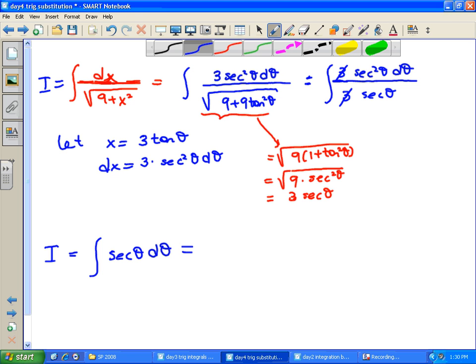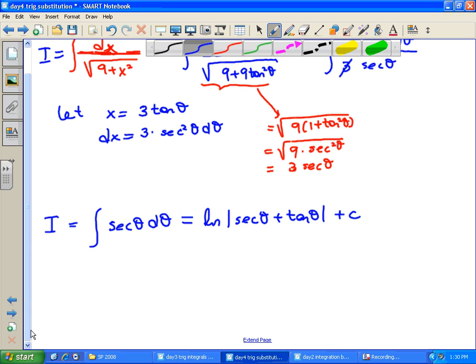Yes, Garrett? Exactly. ln of secant theta plus tangent theta. This one I would give you on the test if it came up. Plus c. Technically, we're done. We've integrated everything. What's wrong with this answer? What is it that we need to do one step further?